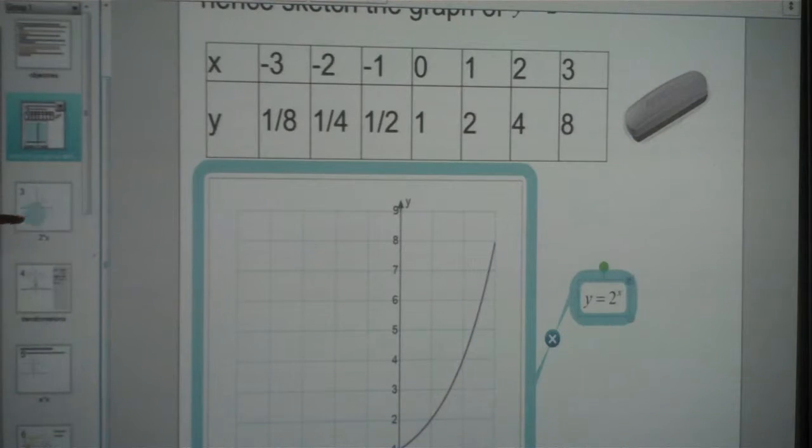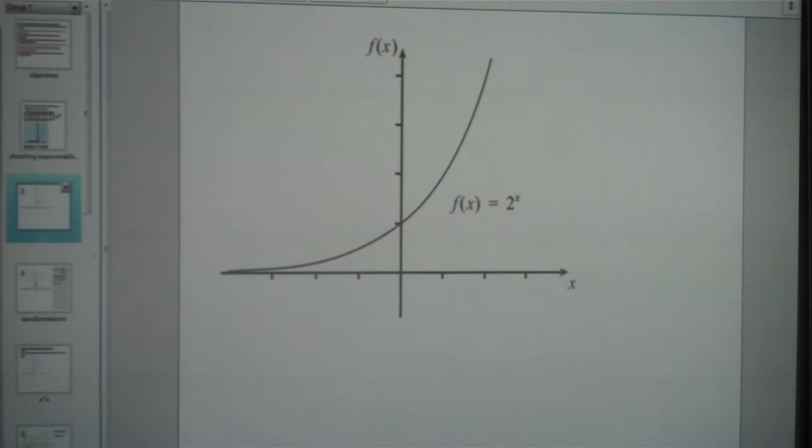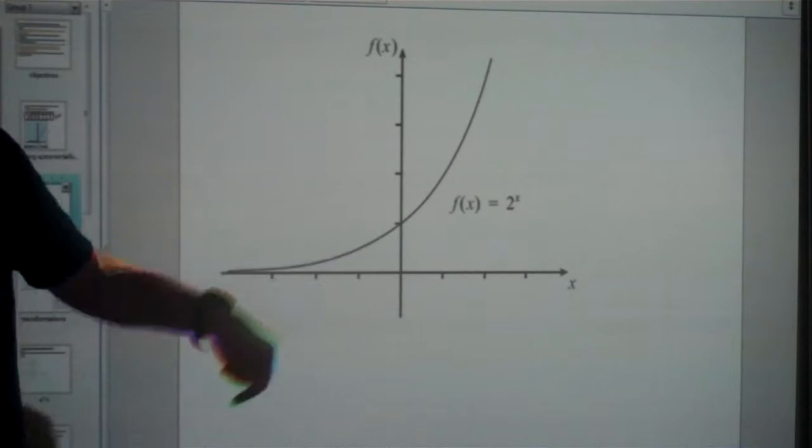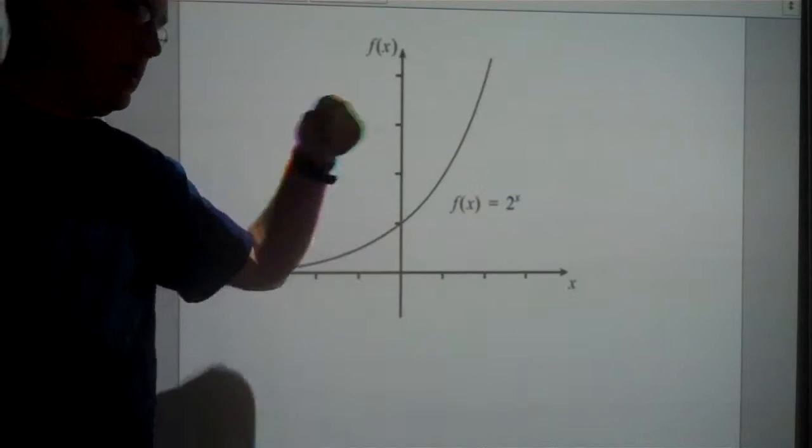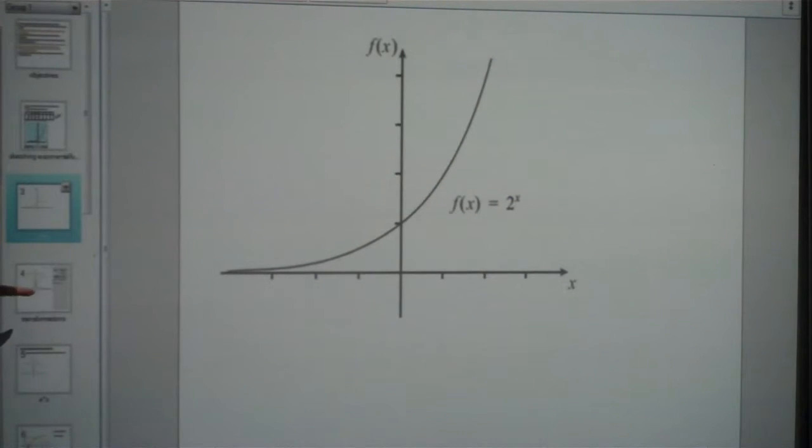So this is a graph of 2 to the x, which also I have here. And one of the key features of this is, notice it goes through 1, the reason being, again, anything to the power of 0 is going to be 1.